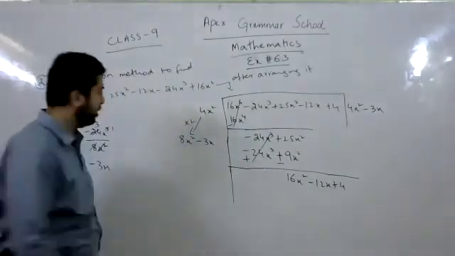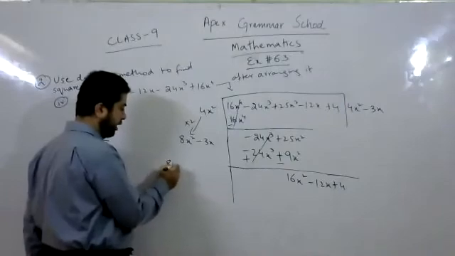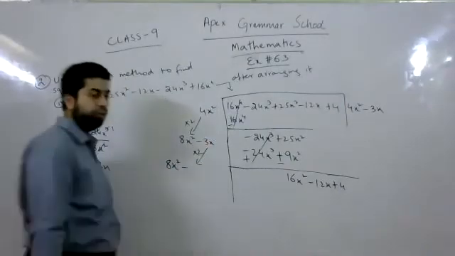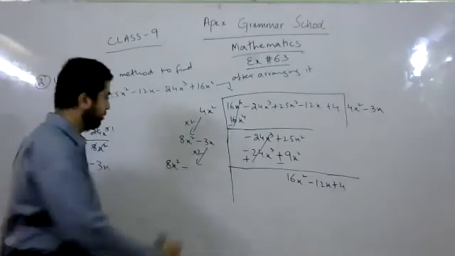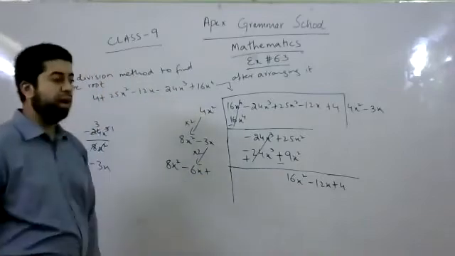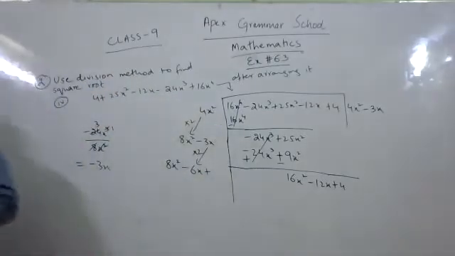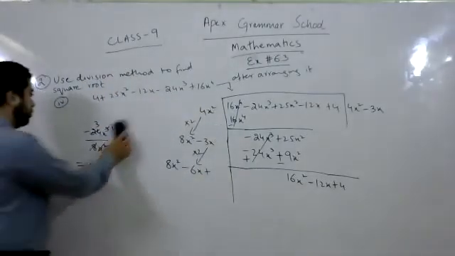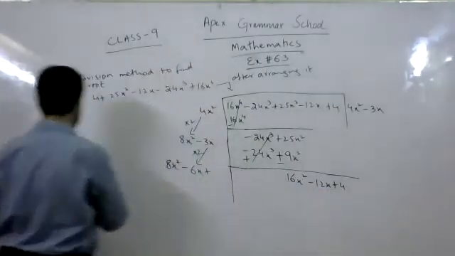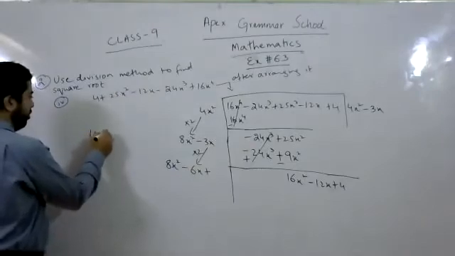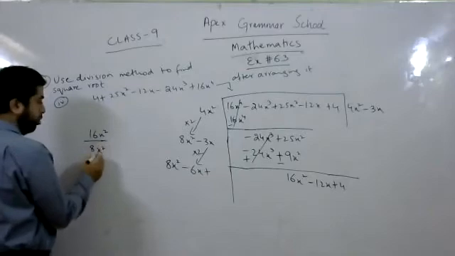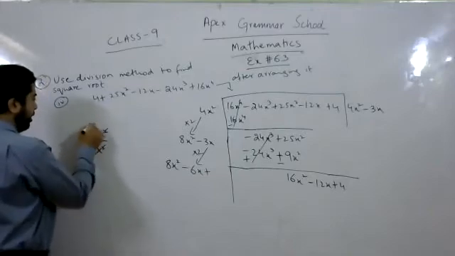Now this time, 8x square will be as it is. This minus 3x is going to be multiplied by 2. 2 3s are 6. Now here, we require the division method again. The very first number, 16x square, on the numerator, and the very first number, 8x square, on the denominator. Cancel them. 8 1s are 8, 8 2s are 16.